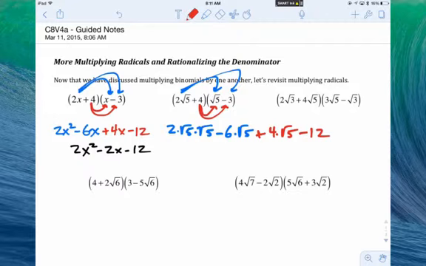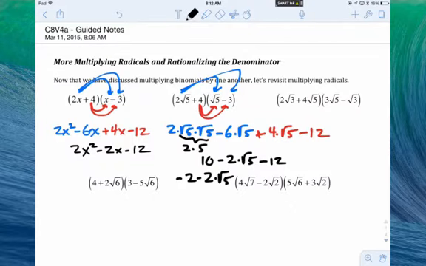Now let's see if there's any combining or simplifying we can do. The first thing I noticed is that the square root of 5 times the square root of 5, by definition, is 5. So here we've got 2 times 5, also known as 10. Negative 6 times the square root of 5 plus 4 times the square root of 5, we can combine to make negative 2 times the square root of 5. And then, of course, we have minus 12. This 10 and minus 12 we can combine, and we end up with negative 2 minus 2 times the square root of 5. And this right here is our product from that multiplication problem.